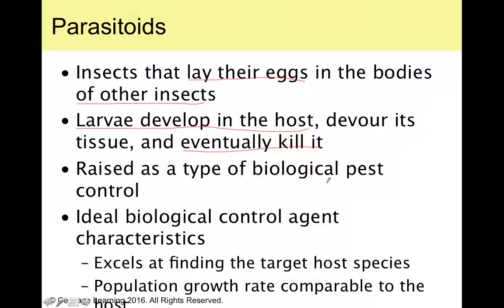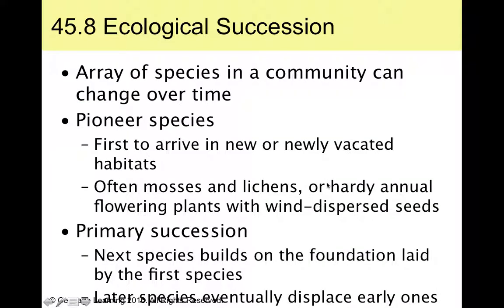So the ideal biological control agent is finding the host species, and then their population growth rate needs to be really comparable to the host. And then the risk, of course, is once they kill the host, what are they going to parasitize next? Are we just going to create another problem by bringing more invasive species in? That would be the question.